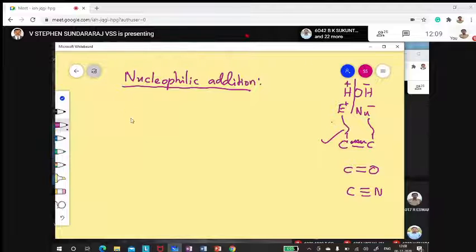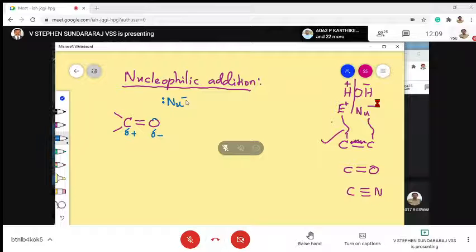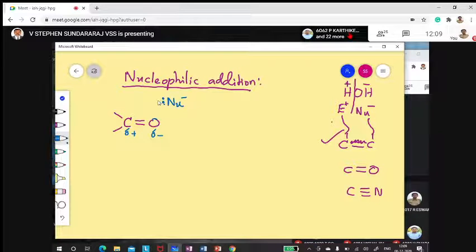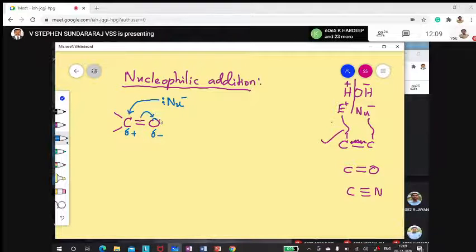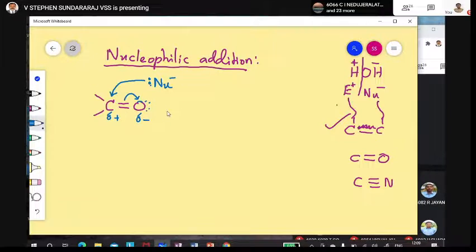So here I take a carbon-oxygen double bond alone. The remaining I am putting as dashes. I told you already this carbon has delta plus and this oxygen has delta minus. Now I am using the symbol for the nucleophile, Nu minus, with 2 lone electrons. This is the minus indication. So definitely this will attack here. When it attacks here, the pi electrons go this side, to oxygen, where 2 lone pairs are already there. This is how you have to write the general symbol.